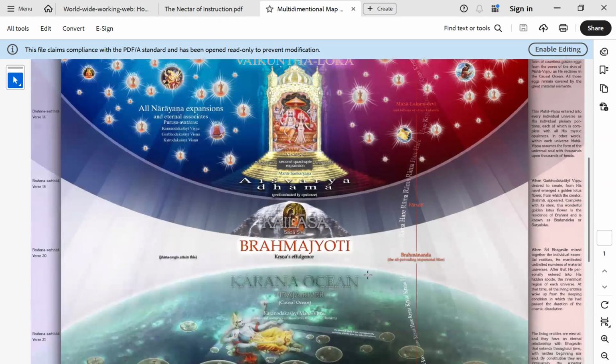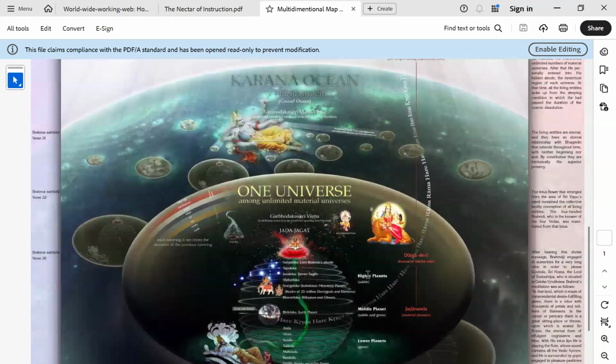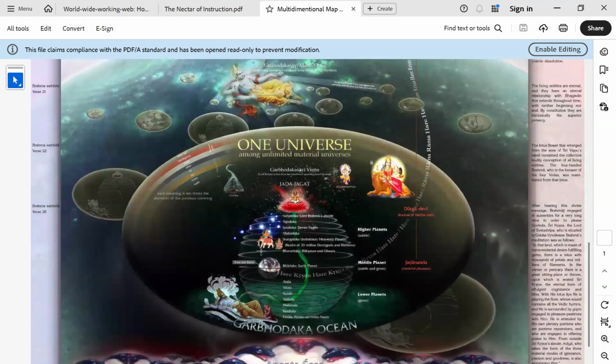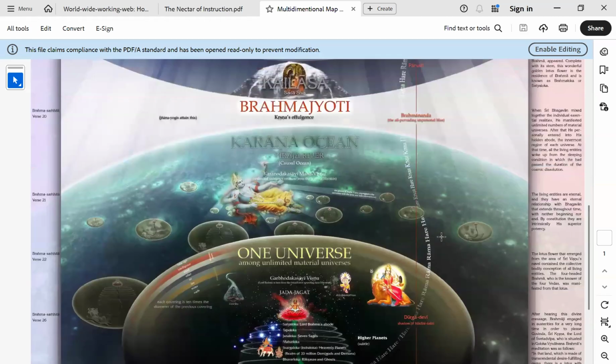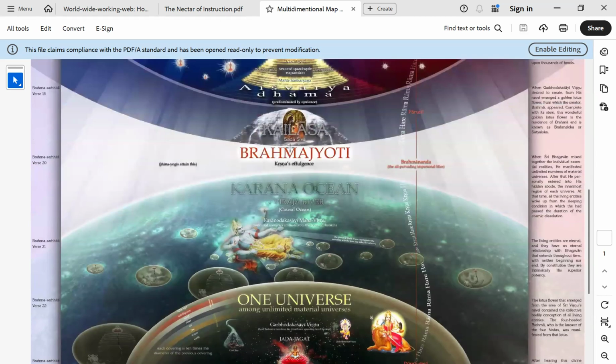So whenever you chant with this thought that when I'm chanting, I'm practically connecting with Krishna right now. So that's the power of chanting. That's the most important thing in this chart. I took you through many other things, but this is the most important thing: that the mantra can cross all boundaries, whatever boundaries there are, one universe, millions of universes, Karna ocean, Brahm Jyoti, whatever, and it takes you up there.